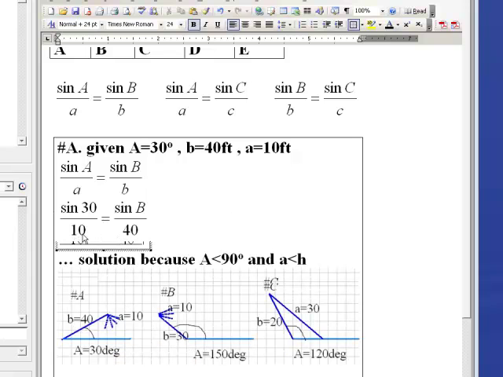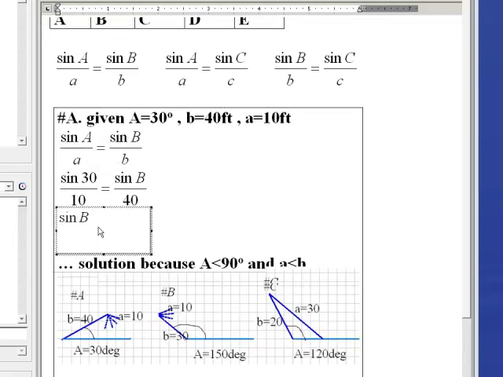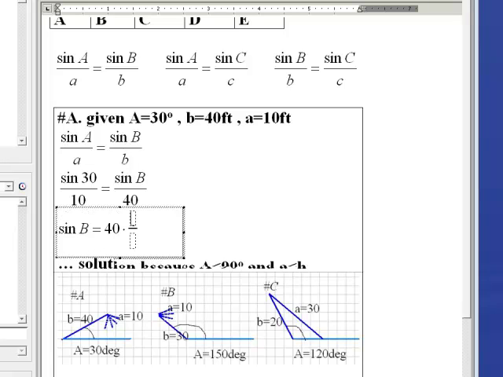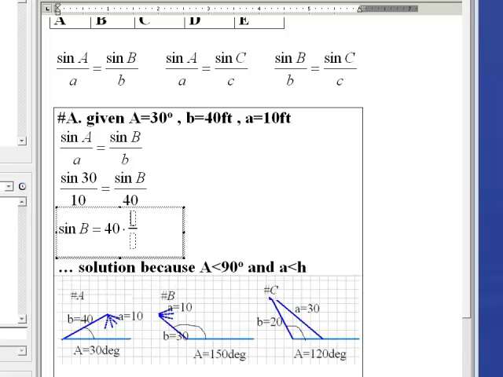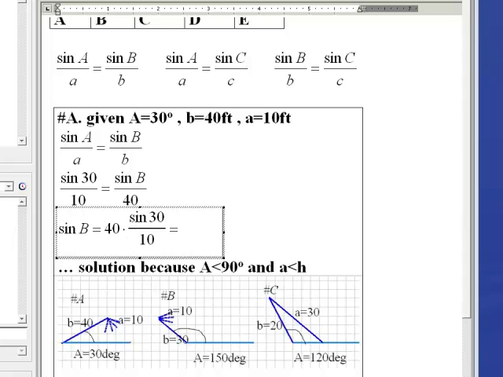Sine B equals sine of 30 degrees over 10 times 40. So 40 times the fraction sine of 30 divided by 10. There we go. That comes out to, well, sine of 30 degrees is 1/2. 40 over 10, of course, is 4. 4 divided by 2 comes out to 2.